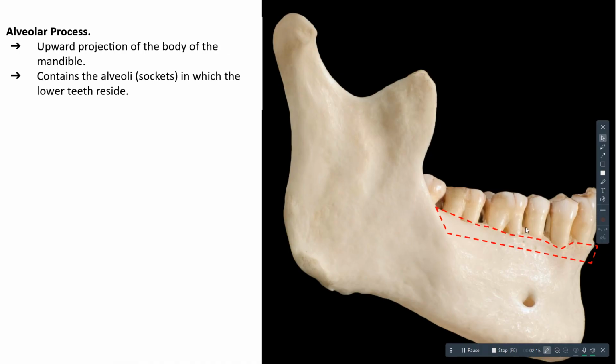Now, right below the teeth, extending upward from the body of the mandible, is a kind of long and slender sticky out piece called the alveolar process. And there are sockets in it, sockets for each individual tooth, and those sockets in the alveolar process are called alveoli.